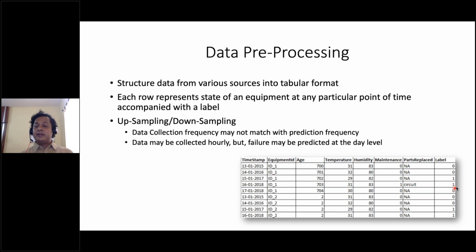Maybe that day the equipment was also not healthy. From the very next day, on 17th of January, the equipment became healthy. So that's how we start capturing the data, or we start putting together all the data. Similarly, we will have data for other equipments. So finally, each row here represents the state of an equipment on a particular day. And the state means its health, its maintenance, its static data, everything. And of course, the label.